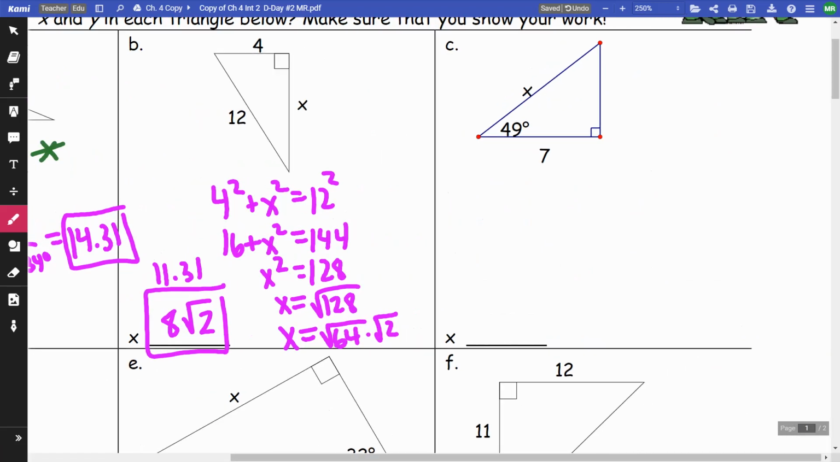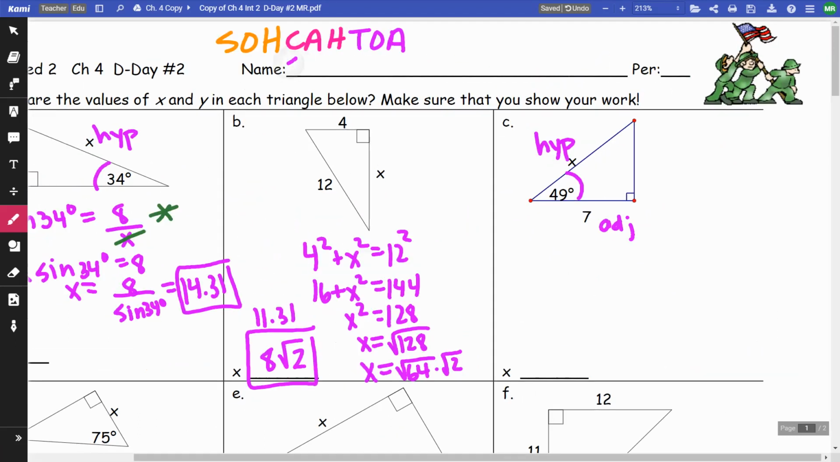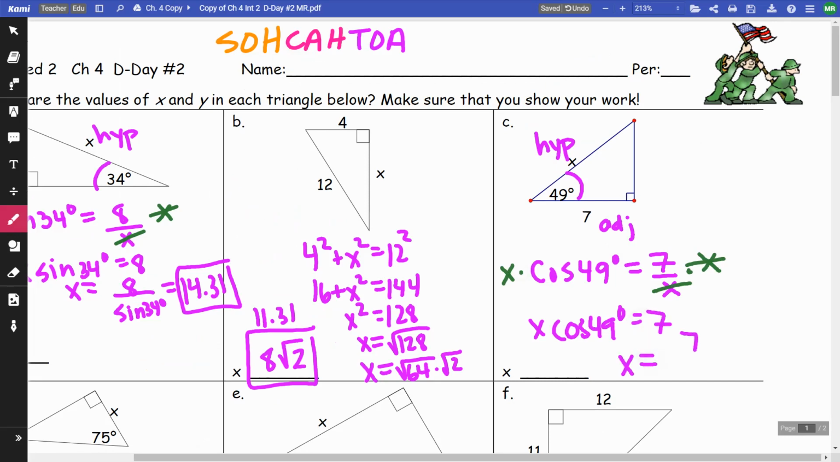On C, this is adjacent, this is hypotenuse. So we are adjacent hypotenuse, we're going to do cosine. Okay. So I'm going to do cosine of 49 degrees is equal to 7 over x. I am going to multiply both sides by x. Those are going to cancel out. And I am going to get x cosine of 49 degrees is equal to 7. So x is going to be 7 divided by cosine of 49 degrees.